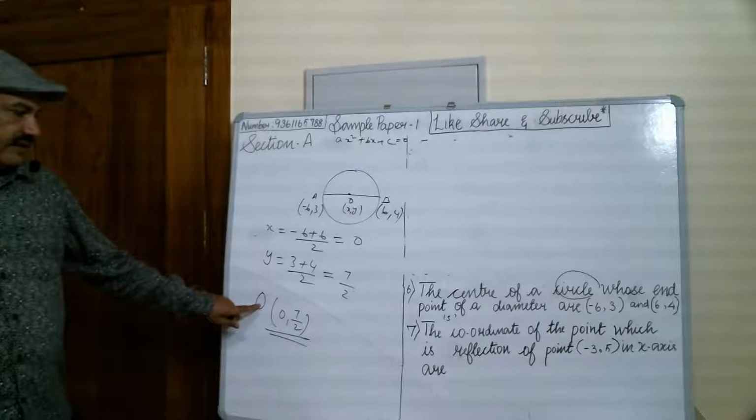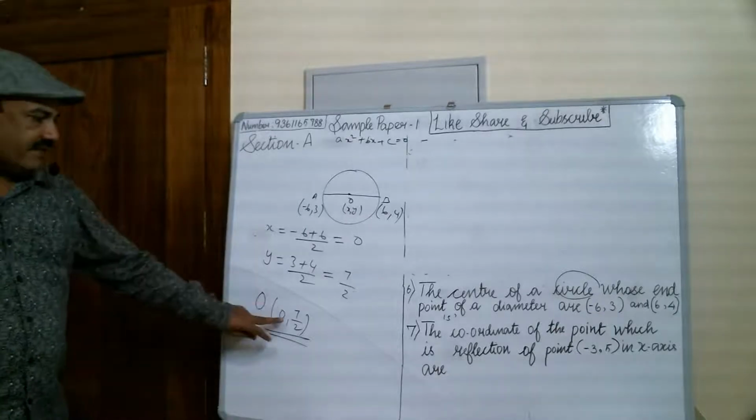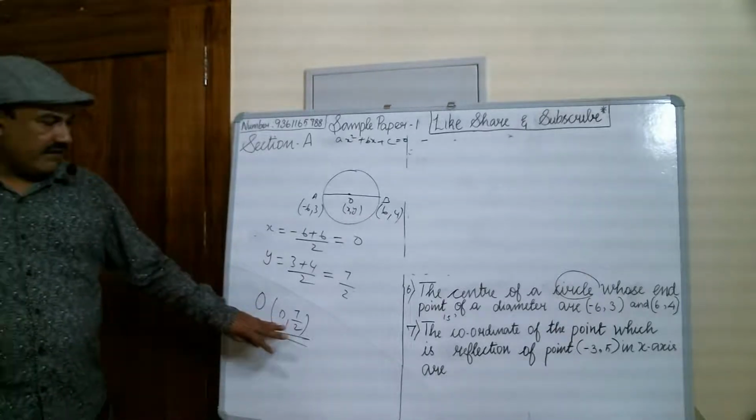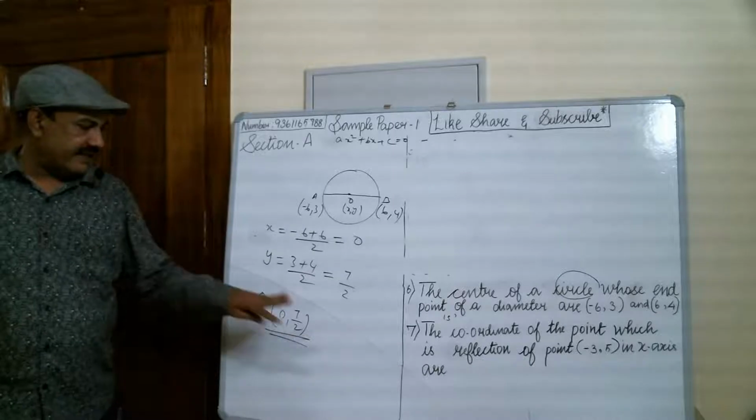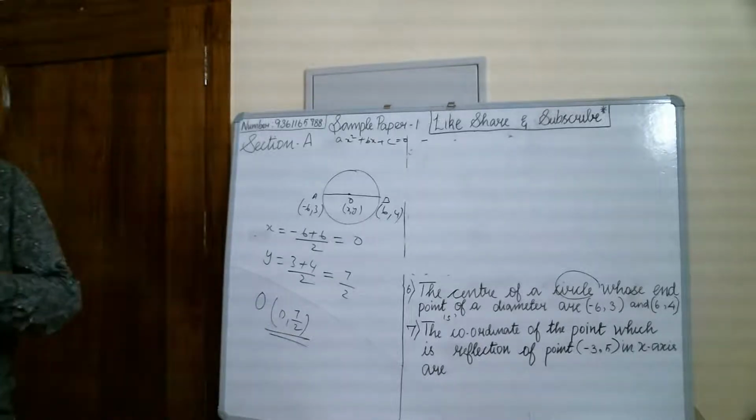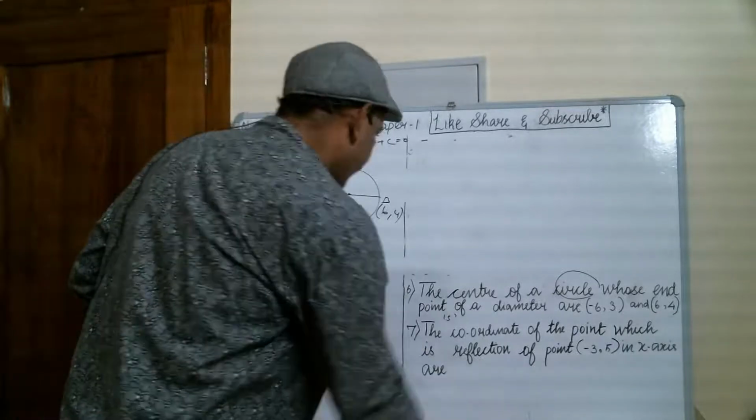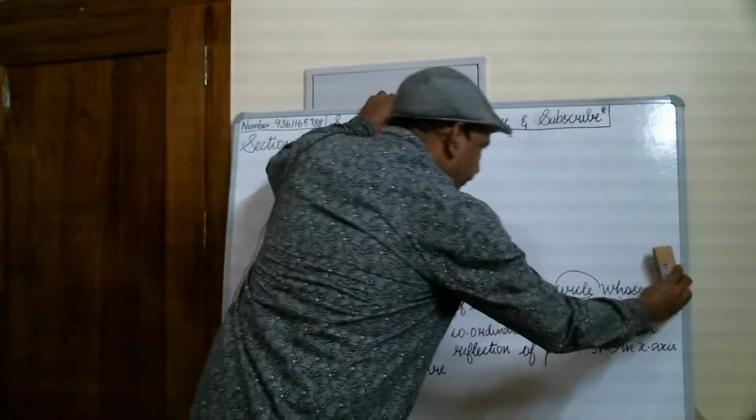Clear? It is not 0, this is O. O's x value, y value. Any point will have an xy value. So its x value is 0, y value is 3.5. Clear? Now we can go to the 7th from the 6th sum.